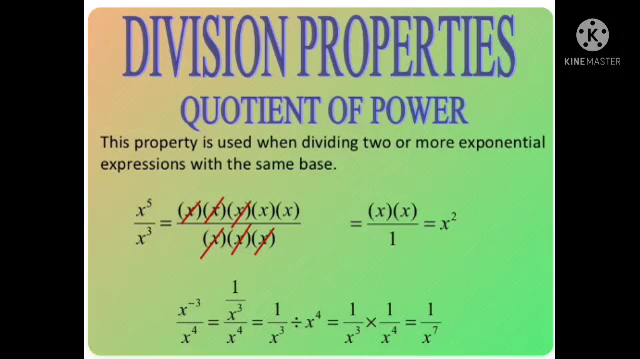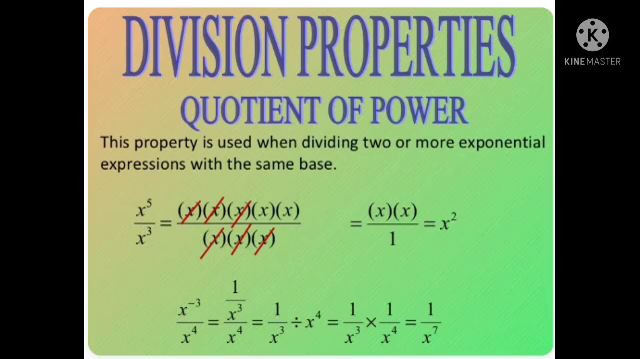Division properties, that is the quotient of power. This property is used when dividing two or more exponential expressions with the same base. So x raised to the power 5 divided by x raised to the power 3 is equal to 5 times x multiplied, divided by 3 times x. They cancel out each other, giving us x multiplied by x upon 1, which is equal to x square.